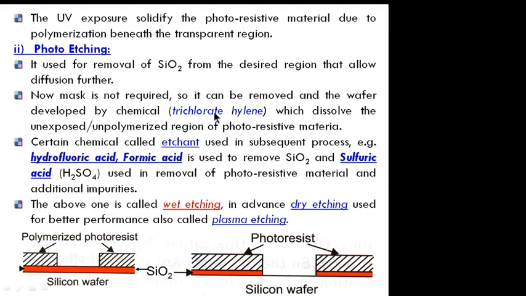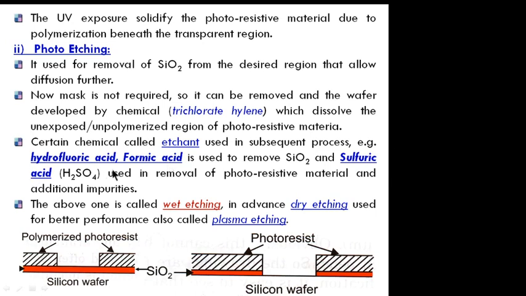Once this is removed, you need to clean this up, and then you need to remove the SiO2 material also. And to remove the SiO2, we can use hydrofluoric acid or formic acid. It is widely used in industries.